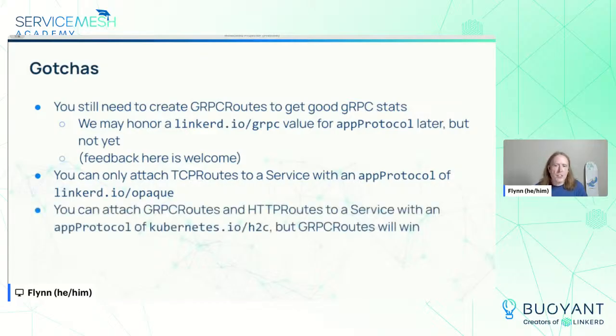Likewise, if you have a service that's marked HTTP2 cleartext with kubernetes.io/h2c, you can attach both a gRPC route to that and an HTTP route to that. If you do, the gRPC route will win, which is probably what you wanted, but you never know. Something to be aware of.